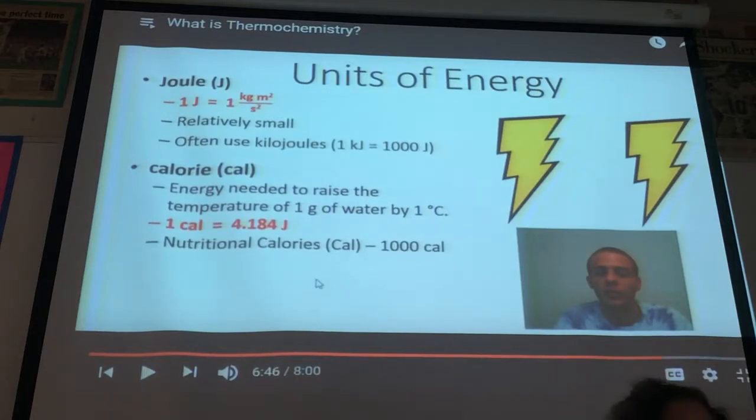So for example, for children they recommend either a 2,000 or 2,500 calorie diet, and they're talking about big C calories. And we're going to talk more about that when we do the calorimetry experiment with potato chips in the lab next week. You'll be figuring out the caloric content of a potato chip experimentally.